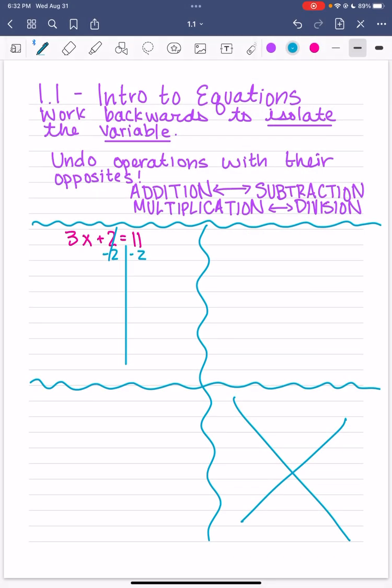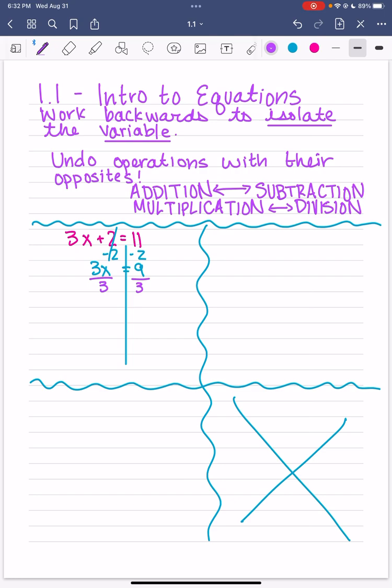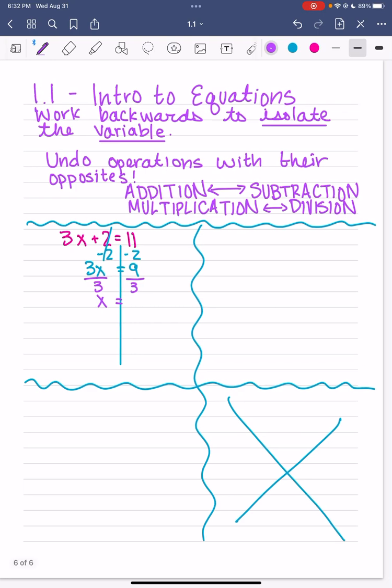3x plus 2, so we're going to subtract 2 from both sides. On the left side, we've got 3x. On the right side, we've got 11 minus 2, which is 9. Then we need to get x by itself. 3x means 3 times x, so we're going to divide both sides by 3. On the left side, we have x. On the right side, we have 9 divided by 3. 9 divided by 3 is 3. That is our final answer.